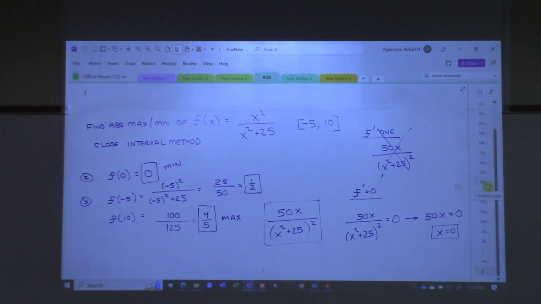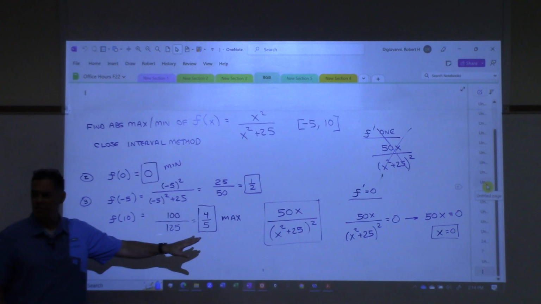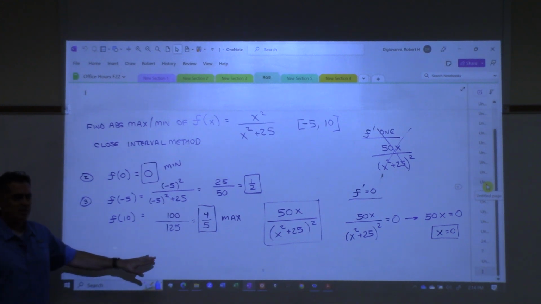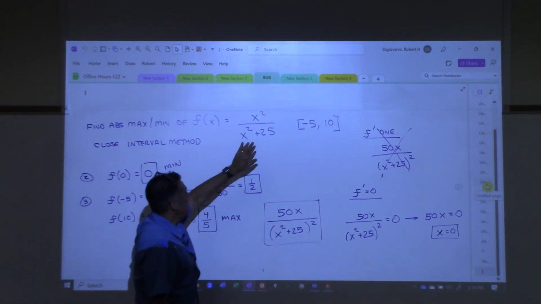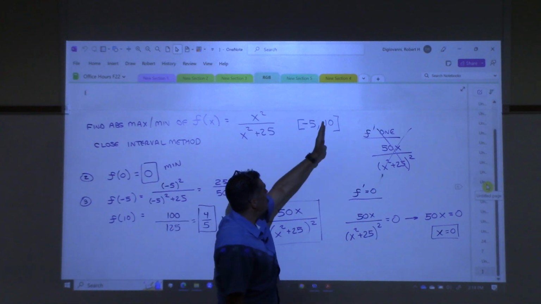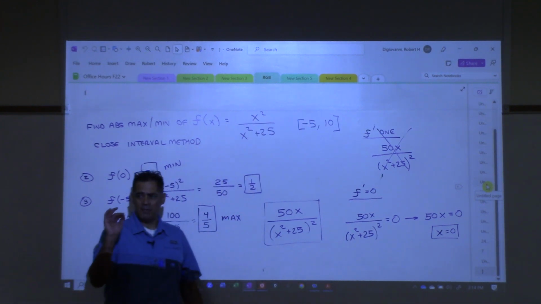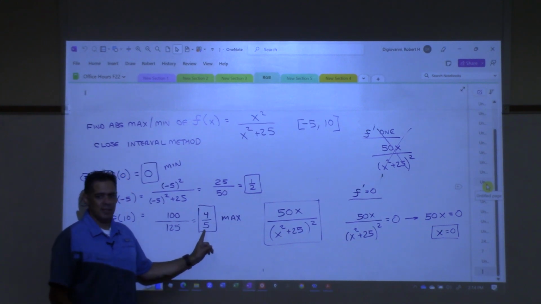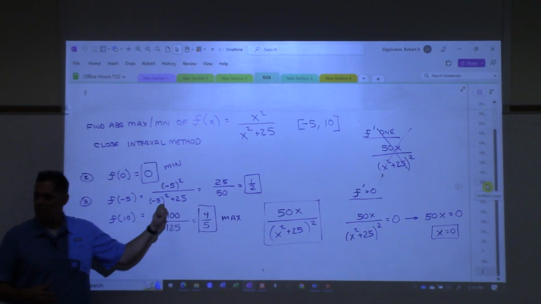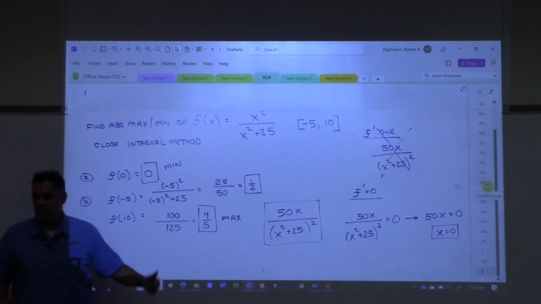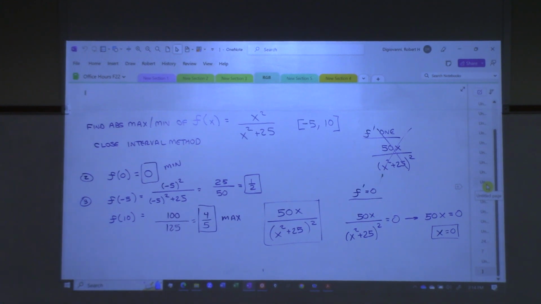So again, taking a step back and appreciating what we're doing here, it didn't take us too long to do that, did it? A couple of minutes? What we were able to say is that if you plug any number between negative 5 and 10 into this function, I promise you that the biggest value you're ever going to get out is 4/5, and the smallest value you're ever going to get out is 0. That's all that will ever happen.